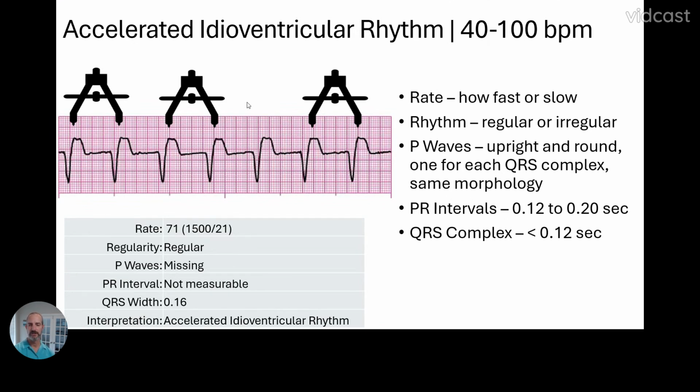So it's regular. There's no P waves, therefore we cannot measure a PR interval. We do have another measurement there of the regularity. We do have a wide complex QRS width. I'm getting 0.16 apart. So looking at a few of those measurements, and I tightened up this one a little bit closer.